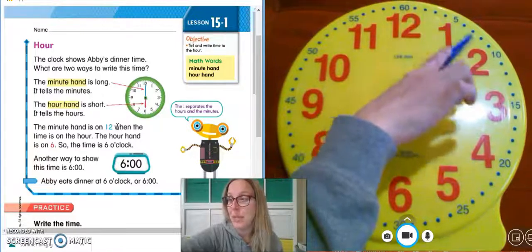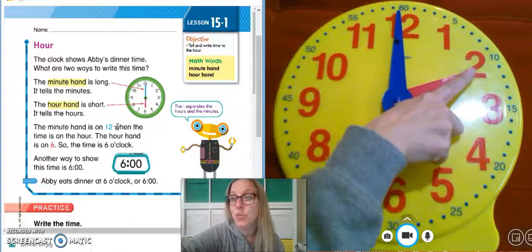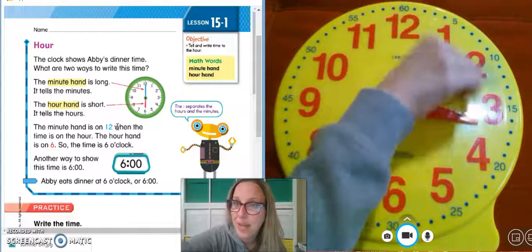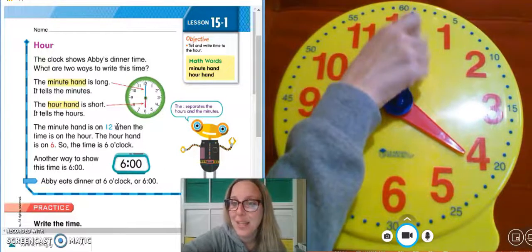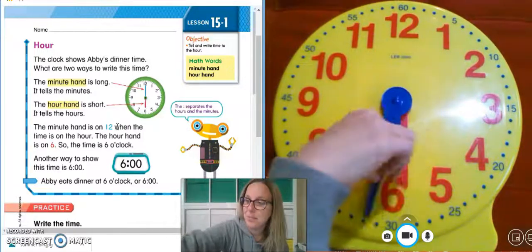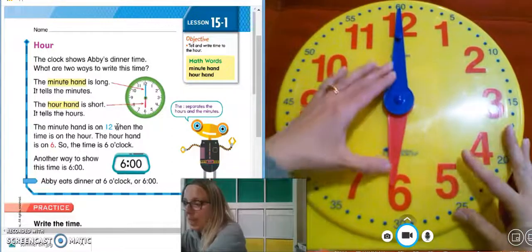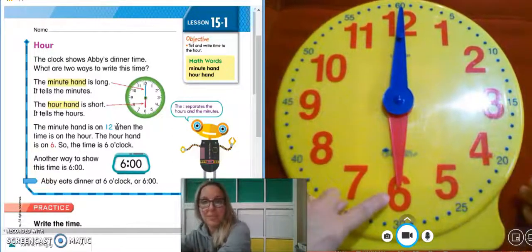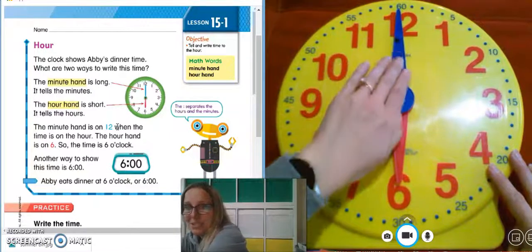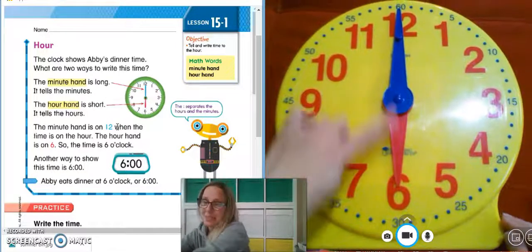And if we move around, now we're at 2 o'clock. And we could keep going. We get 3 o'clock, 4 o'clock, 5 o'clock. And now we can make ours look like the clock in our book, where the red is pointing to the 6, so our hour is 6. And the blue is pointing on top of the 12, which means it's on the hour where we say o'clock. So this clock says 6 o'clock.